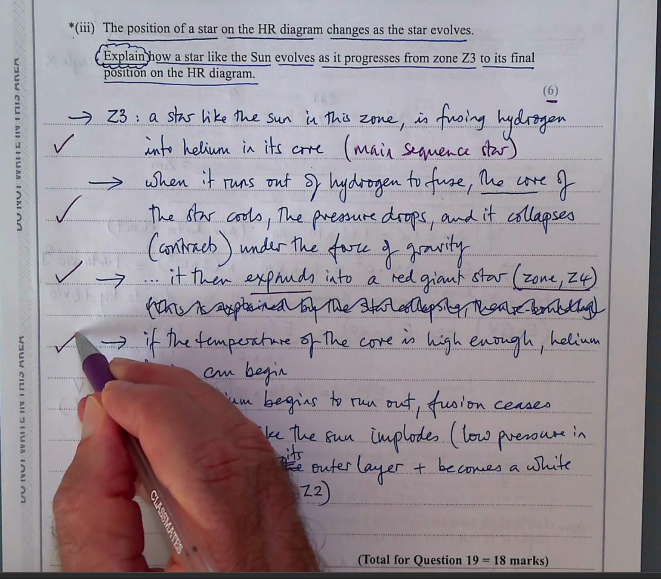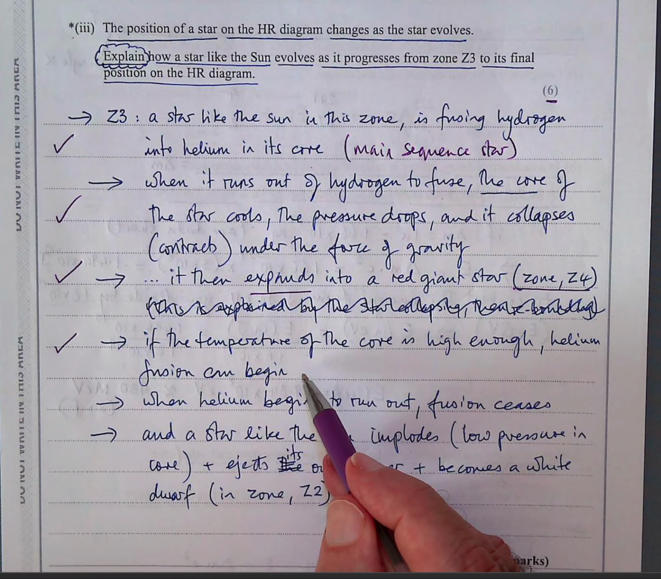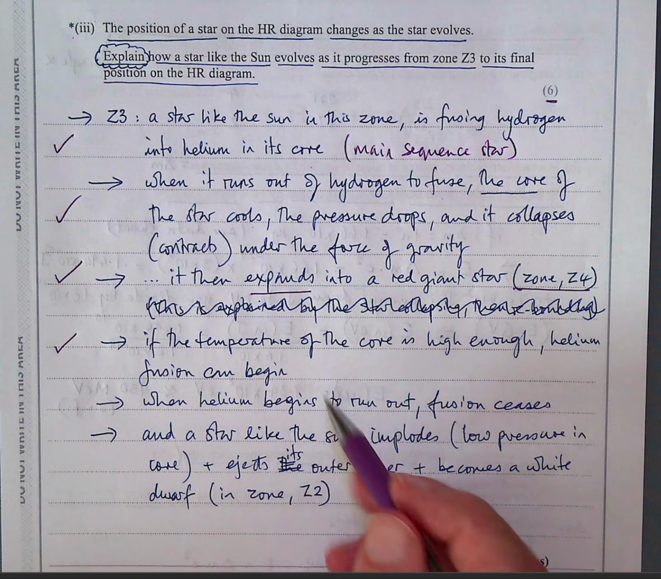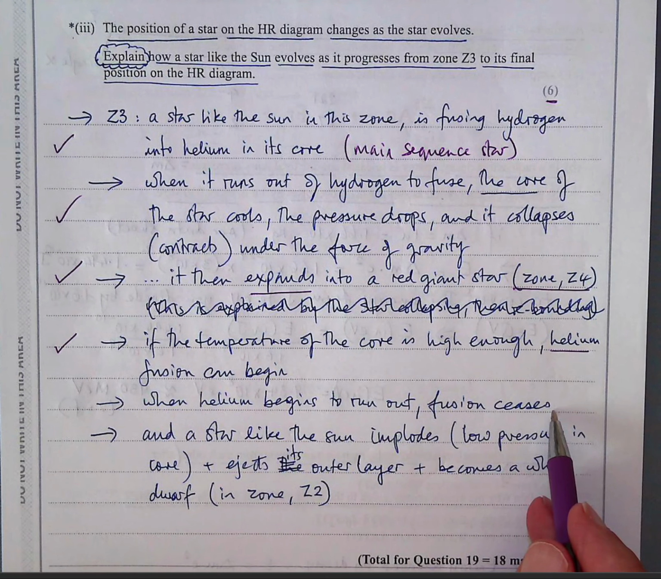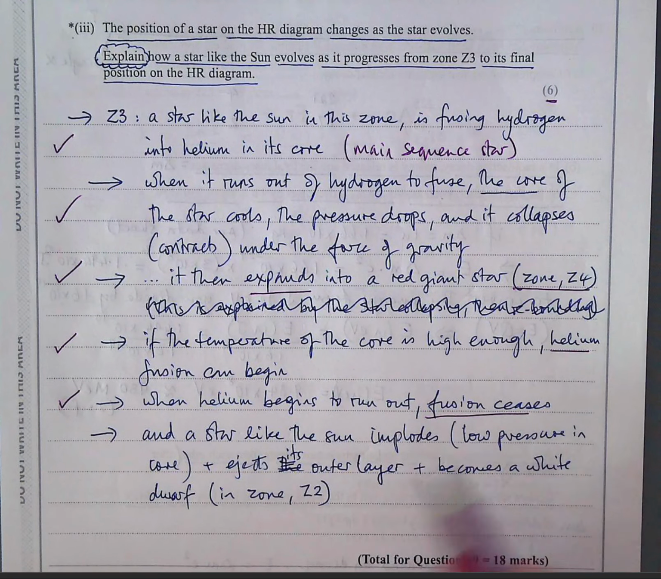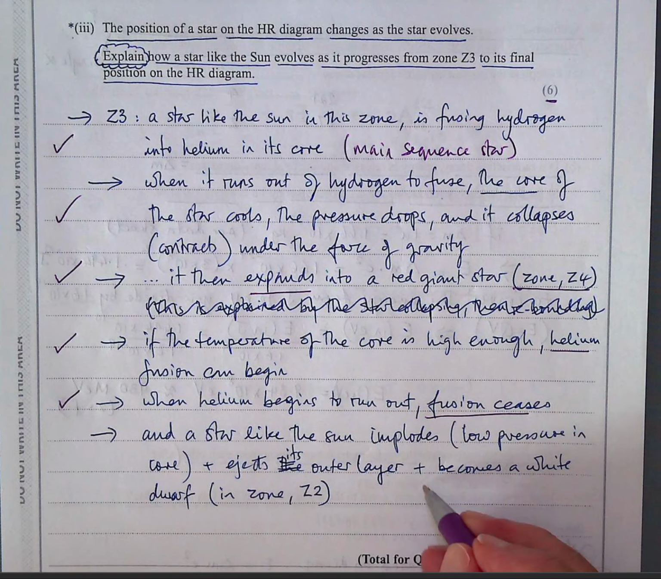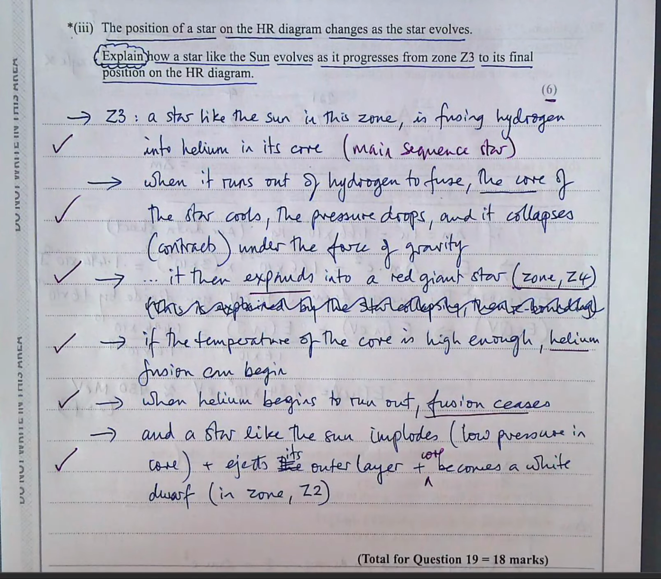So once it expands, the temperature of the star, if it's hot enough, will cause fusion to occur again, but this time with helium. Okay, when helium begins to run out, fusion ceases again. So after zone 4, a star like our sun implodes, due to low pressure in the core, and it ejects its outer layer and becomes a white dwarf. The core becomes a white dwarf, which is in zone Z2. So now this is how clearly you explain it.